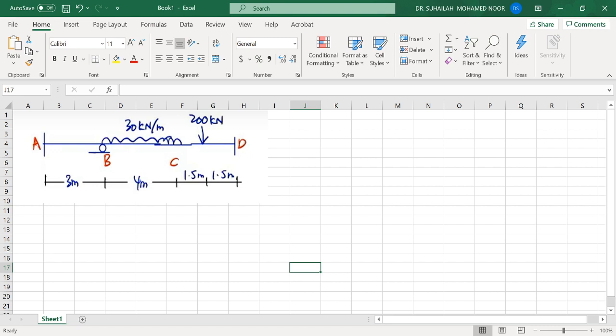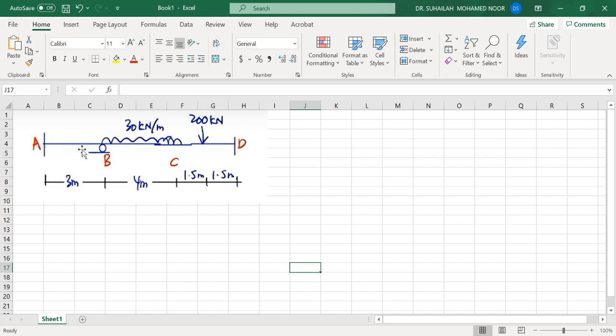Since the moment distribution method is a repetitive process, we can use Excel to set the formula and get the answer, and then compare with the answer that we did manually. It will not take a long time. It's just about a 10 minute exercise. I will start with the table first.